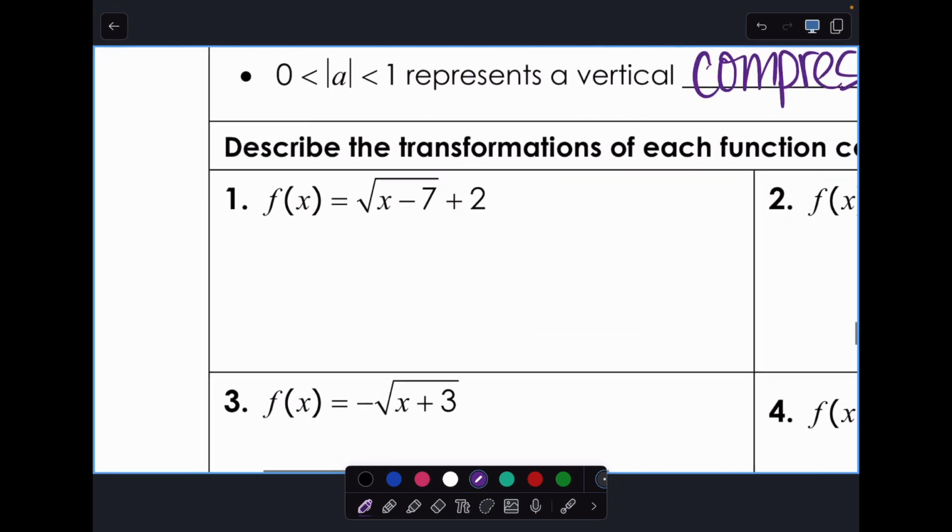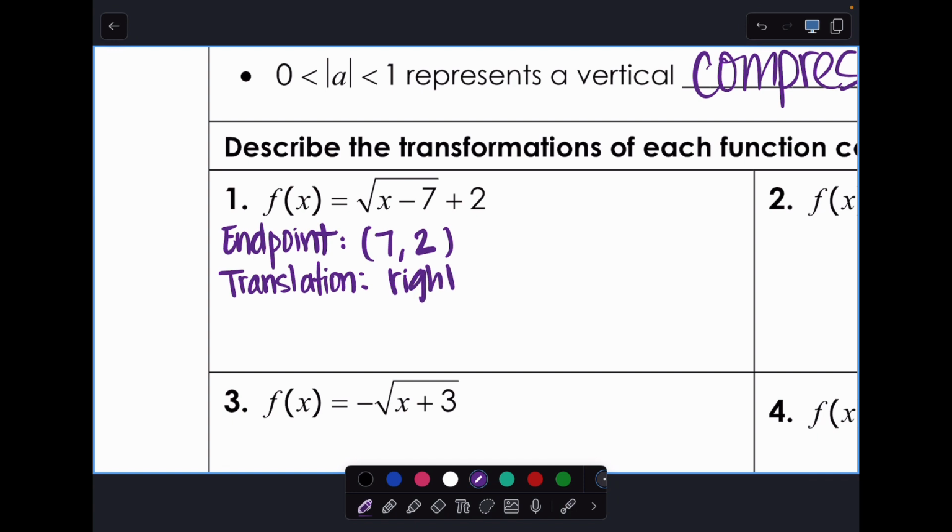So those are my anything else part. I'll go ahead and go through this with you. Where's the endpoint? H, K, where's the H? There's 7, 2. Which means there's translation happening from 0, 0. Which way are we moving? Right or left? Right. How many units? 7 units. And are we going up or down? Up, how many units? 2 units.